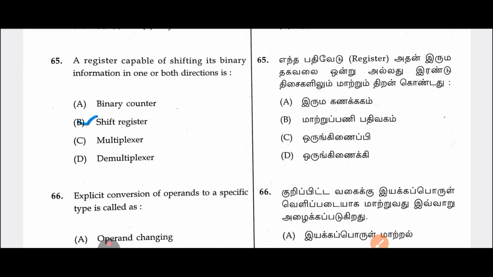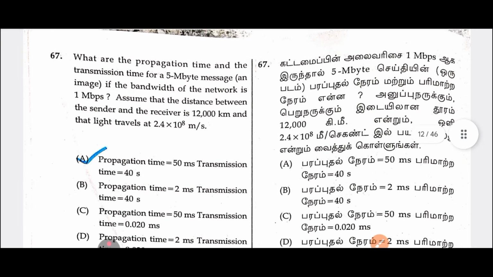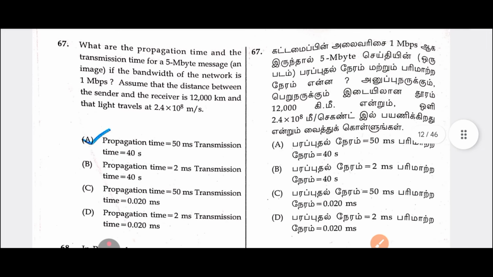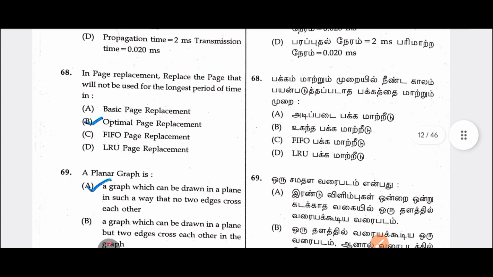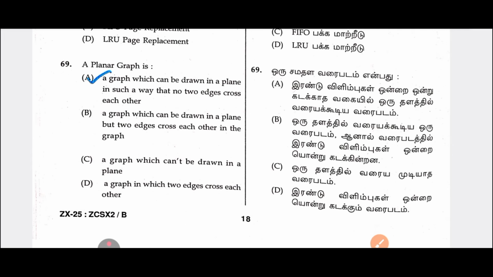A register capable of shifting its binary information in one or both directions is a shift register. Explicit conversion of operands to a specific type is called type conversion. So for this question, correct option is A. In page replacement, replace the page that will not be used for the longest period of time. Correct option is B. Optimal page replacement. A planar graph is a graph which can be drawn in a plane in such a way that no two edges cross each other.